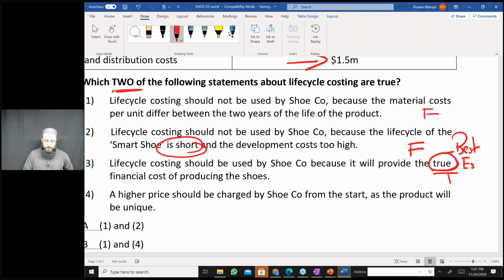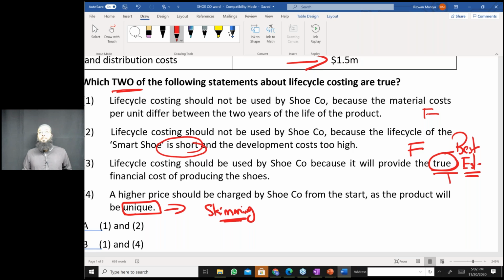Okay, the best estimate. Last, a higher price should be charged by the shoe company from the start as the product will be unique. Now here you need to have an understanding of the price skimming technique as well. So it is related to skimming here as well. Because if the product is unique, we've covered skimming in our previous days, in that case we can charge a higher price. It depends on the product, because the scenario did mention that it is a unique product, which means it is a good option for you to charge the higher price.